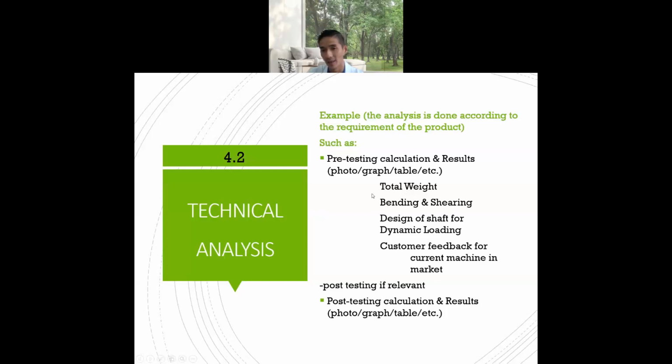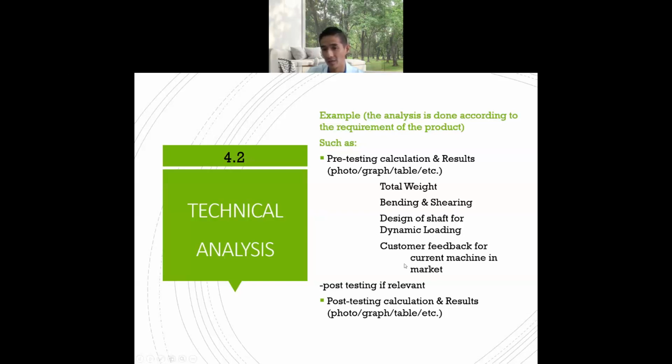Okay. So if there is, for example, your SV wants to know the total weight, you can actually go to the Inventor iProperty, then you can extract the data from there. So if you have bending and shear, design of the dynamic shaft to analyze the shaft, if there is. And if you have a simple questionnaire from the current user regarding the current condition, current problem, you also can insert inside here.